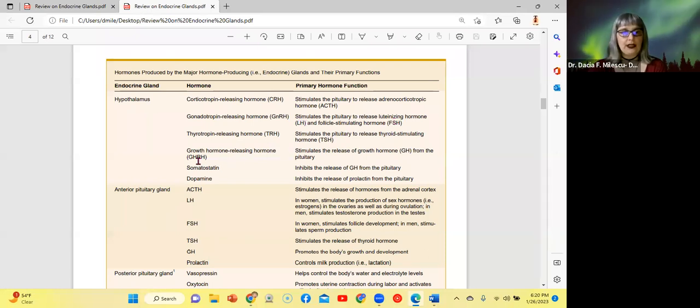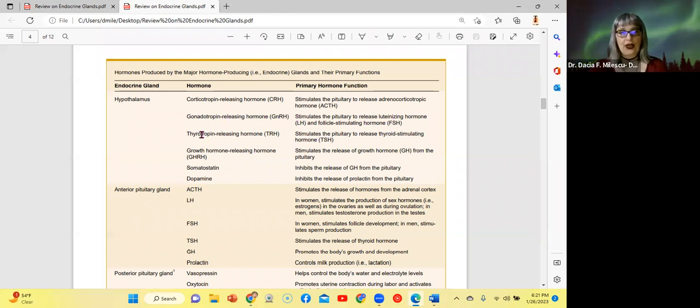Now, I want you to see something. GHRH versus GnRH. I can't tell you how many people get that confused. Do not be that student, okay? So GnRH, if we show you this on a test, is gonadotropin releasing hormone, which stimulates FSH and LH, which then stimulates, of course, as you know, the testes and the ovaries.